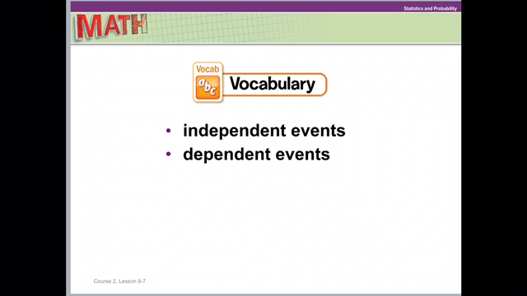Now, we're going to go over the probability of independent events, and I'll go over the vocabulary term, we'll go over some examples, and then we'll move into dependent events.